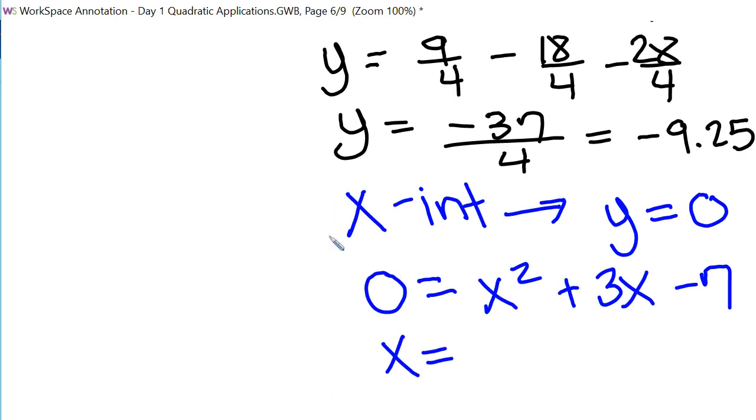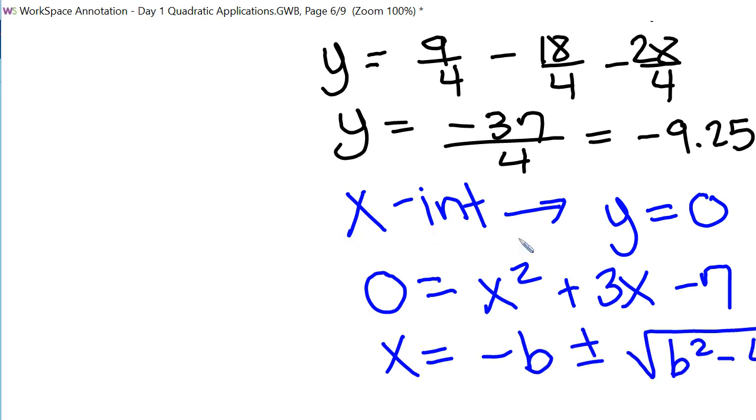So x equals negative b plus or minus the square root of b squared minus 4ac, divided by 2a. Did you think you never have to use that one again? Here it is. What do I put for negative b? Negative 3 plus or minus the square root. What do I put for b? So this would be 3 squared minus 4. What do I put for a? 1. What do I put for c? Negative 7. All over 2a. So this would be 2 times 1.